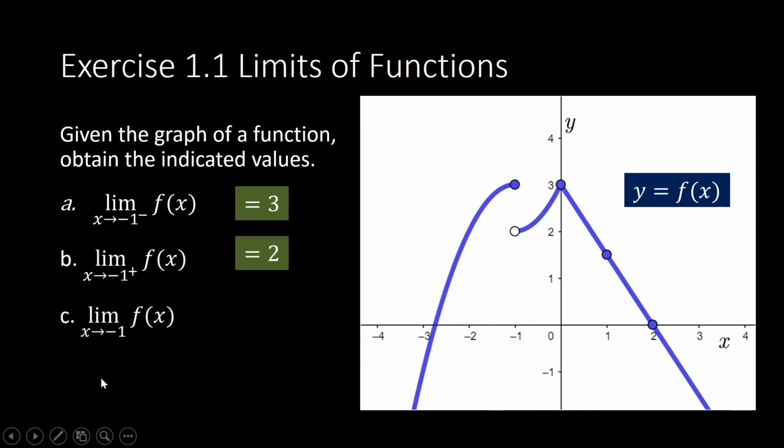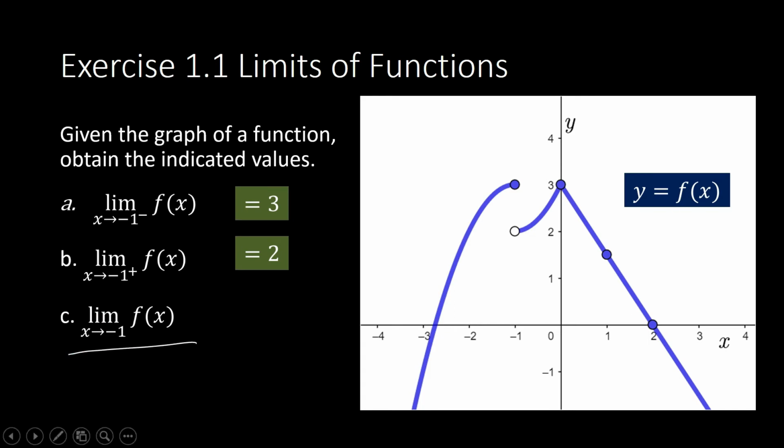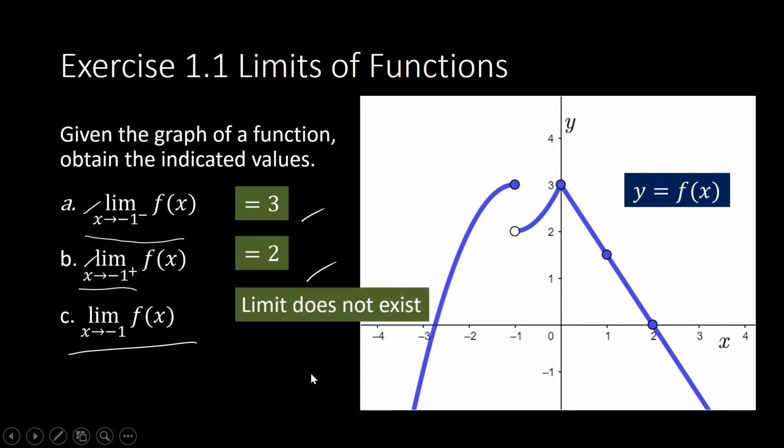What then is the limit of our function as x approaches -1? So in order for us to know what is the limit as x approaches -1, we must look at the one-sided limits. But the one-sided limits are not equal. When x approaches -1 from the left, the limit is 3. When x approaches -1 from the right, the limit is 2. Conclusion: the limit does not exist. Why? Because the one-sided limits are not equal.